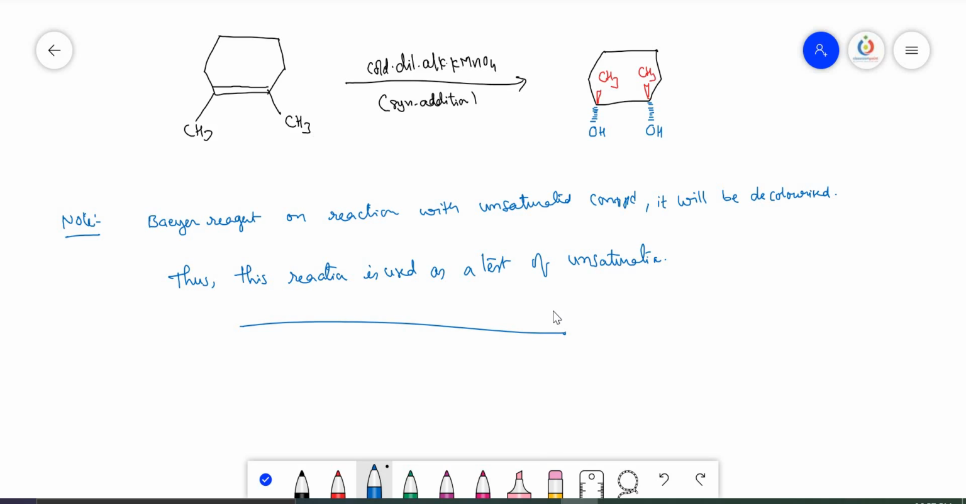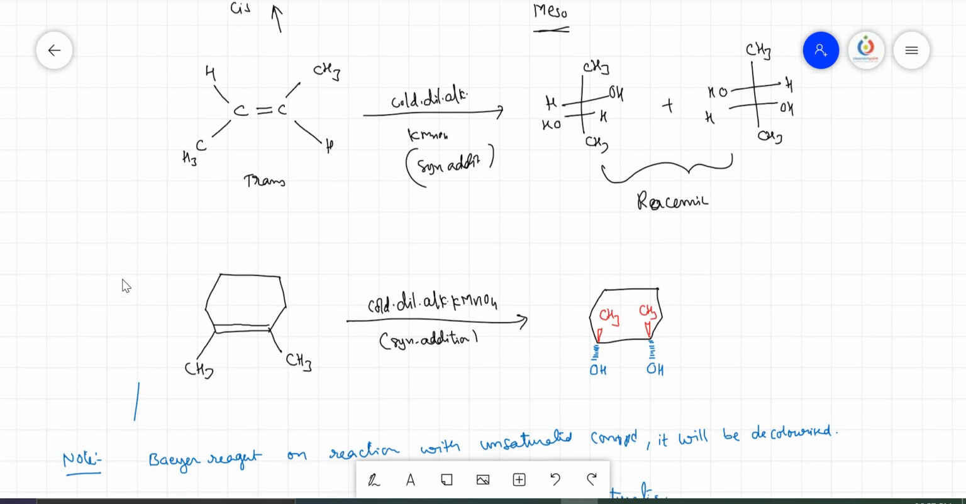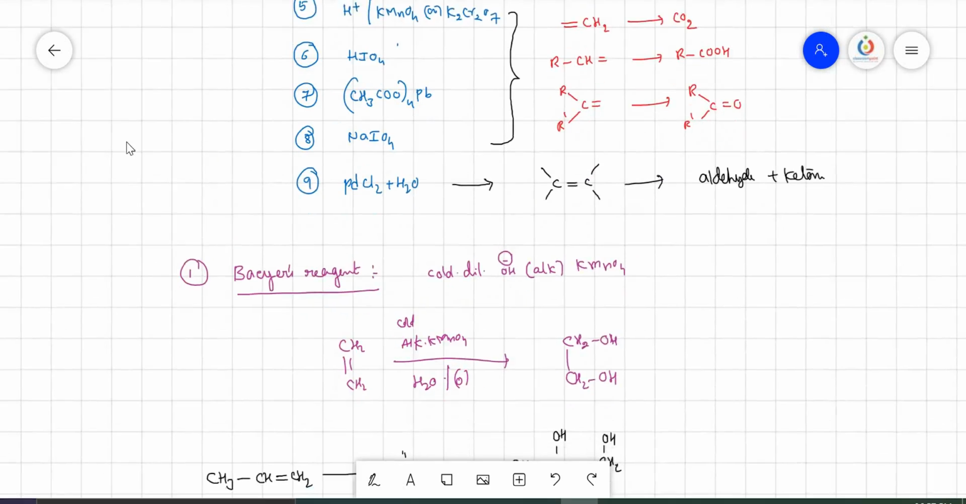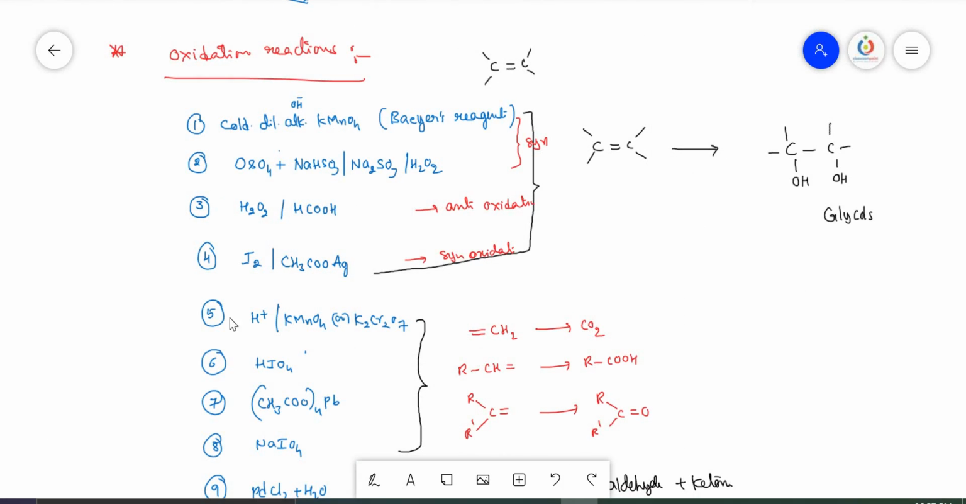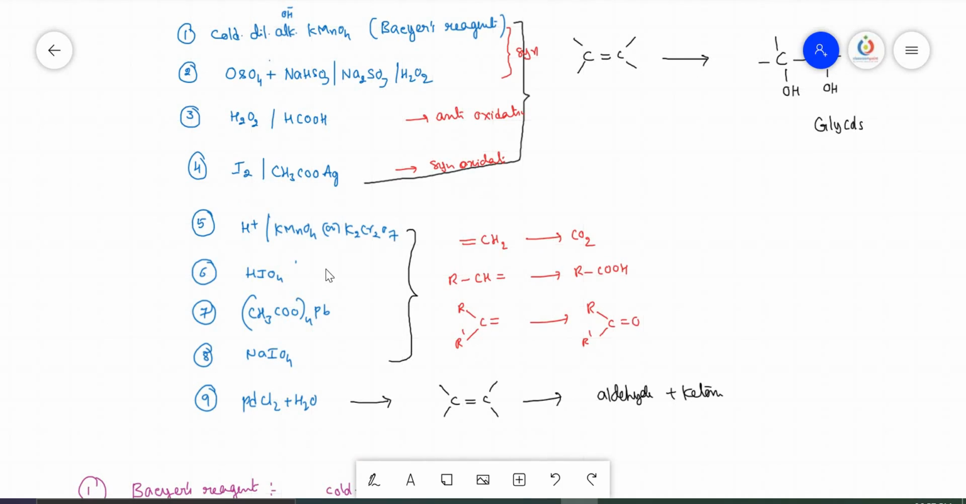Okay. So in the coming class, next session, we shall discuss osmium tetroxide. Osmium tetroxide and all these reagents, we shall discuss in the next session.